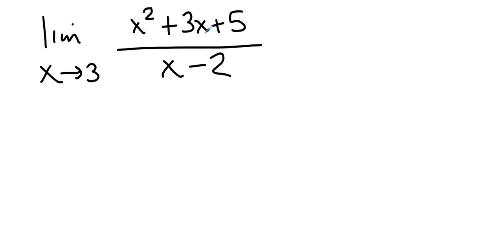We think to ourselves, this is a quotient. So I should be able to just take the limit of the numerator, the limit of the denominator, and divide them. Well, that's great. So what's the numerator? Well, the numerator is a product and a product and a product, all added together. So I should be able to focus on this piece, figure out what that does, this piece, figure out what that does, this piece, figure out what that does, and add them up.